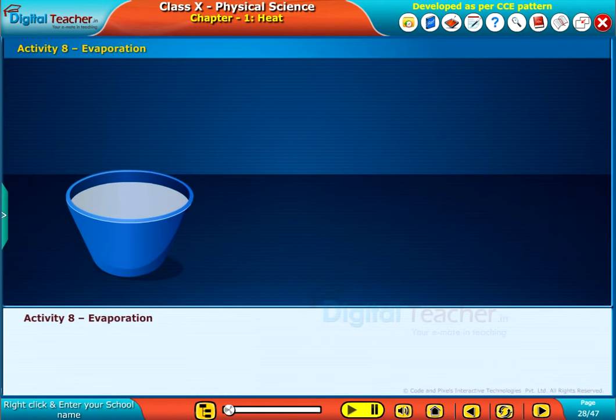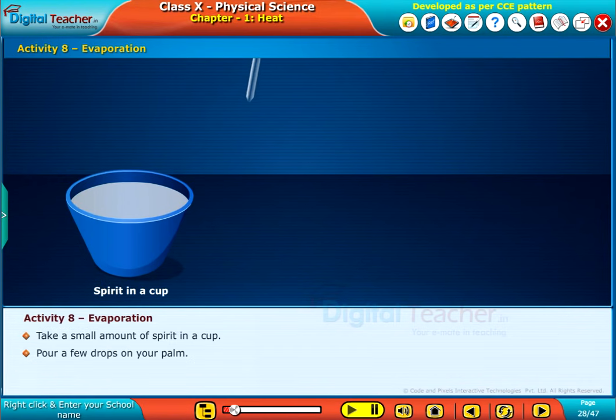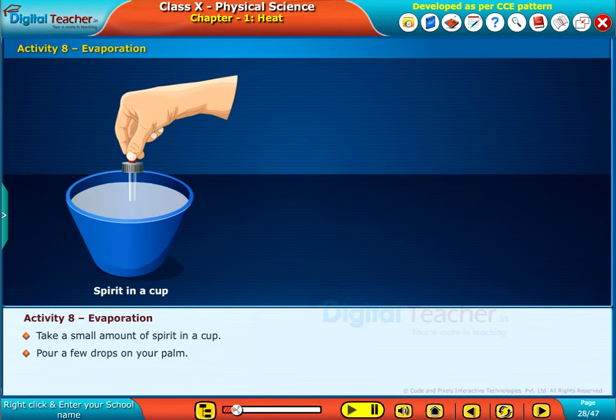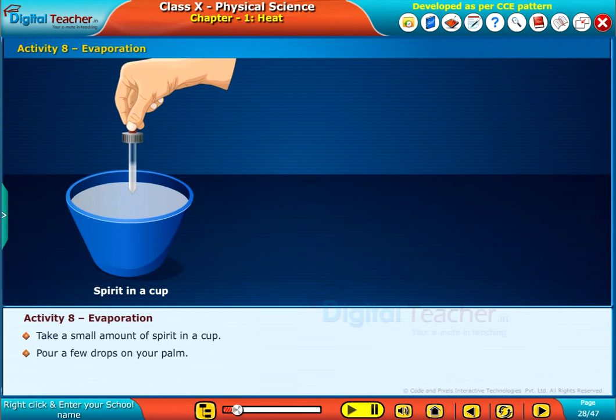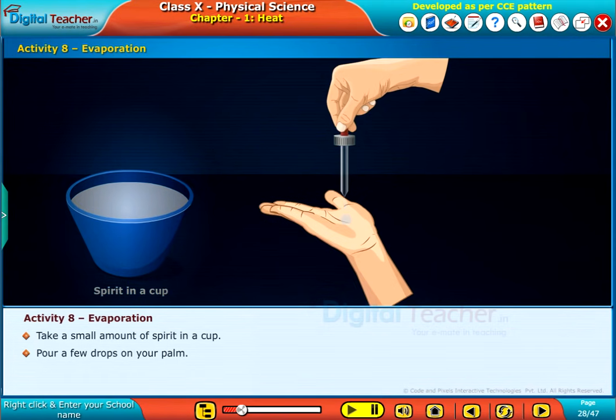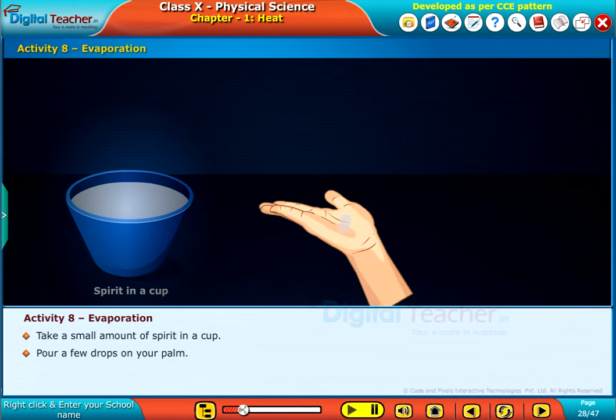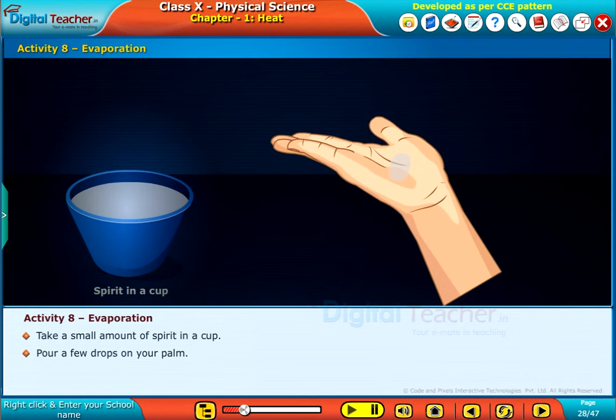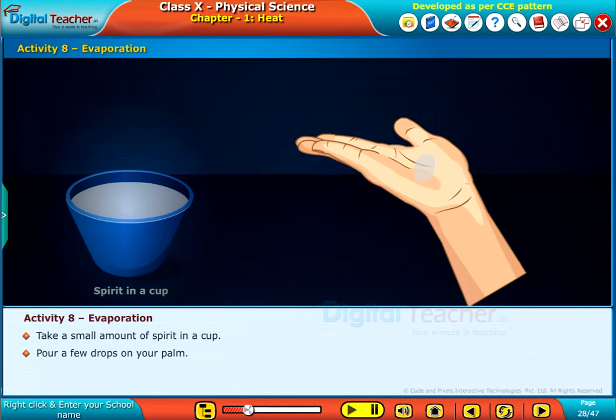Let us perform an activity for evaporation. Take a small amount of spirit in a cup. Pour a few drops on your palm. Your palm feels coldness. Let us see why this happens.